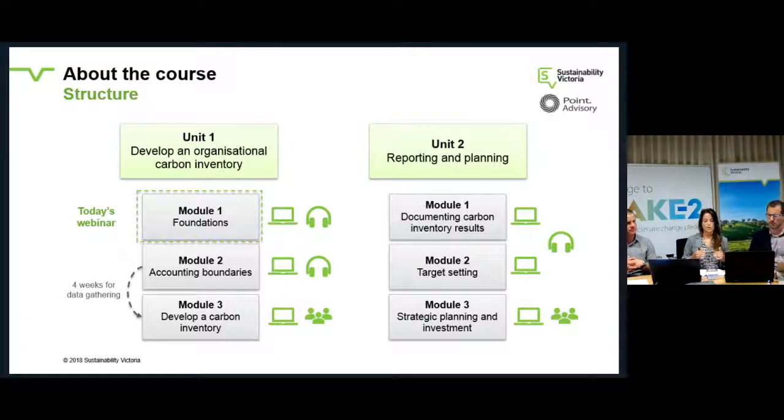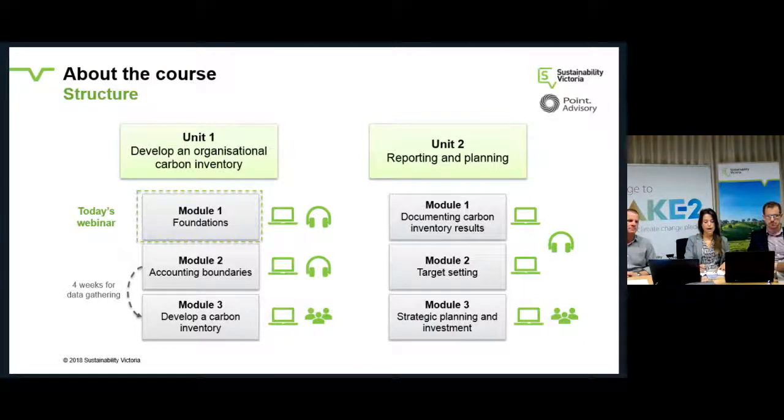The second module is about accounting boundaries and knowing what needs to be scoped in your carbon inventory and what needs to be left out. The third one is about actually developing the carbon inventory and calculating your emissions. As you can see, there are a few icons next to the boxes, which say Module 1 is delivered through the online platform and a live webinar today. Module 2 is delivered through the online platform and another live webinar, coming up on Friday at 10 a.m.